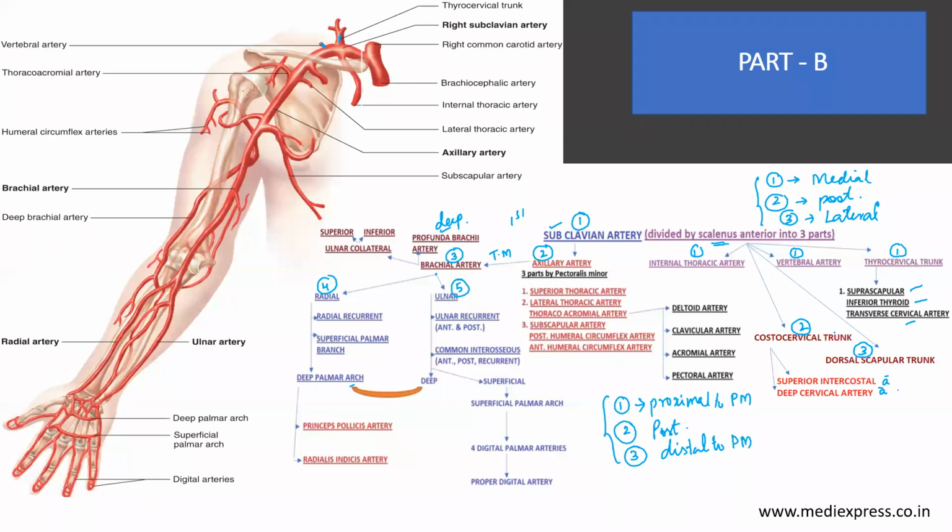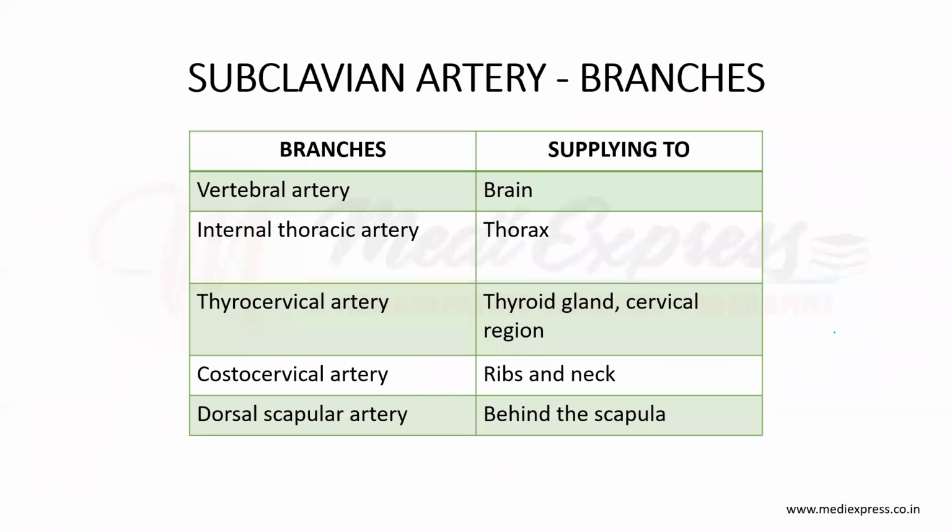Now, with regards to the arterial supply of the upper limb, one thing which has been asked in previous examinations is the branches of the subclavian artery and where they supply. So remember, we have the vertebral artery, it supplies the brain. Internal thoracic artery supplies the thorax. Thyrocervical artery supplies the thyroid gland and cervical region. Then the costocervical artery supplies the ribs and the neck. And lastly, the dorsal scapular artery supplies behind the scapula.